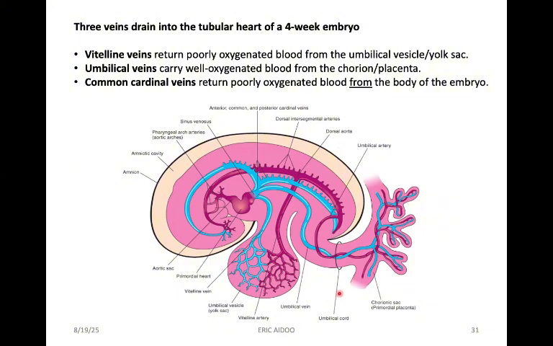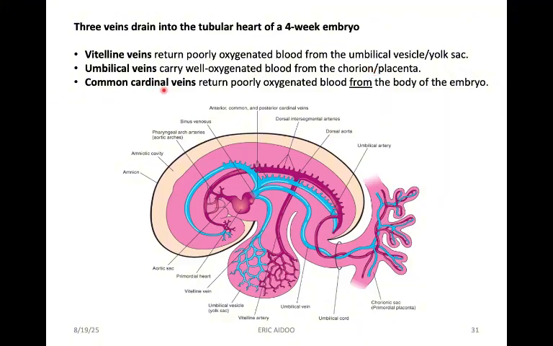Don't be confused that it's a vein but it's carrying oxygenated blood, because what happens in the adult is not the same as what happens in the embryo and the fetus. It is when the baby is born that some of the things become normal, the pathways. So umbilical veins will carry well oxygenated blood from the chorion or placenta.